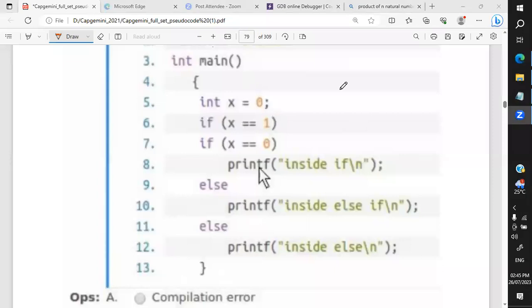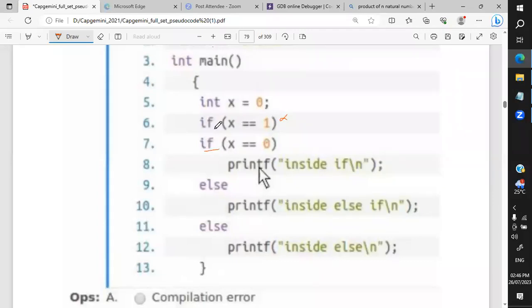Inside else. Okay. Everyone got inside else only. If anyone else is still doing it, make it fast. Inside else. Okay. I got the majority answers as inside else. Just see that. X equal to 0, x equal to 1. Is it true? False. As it is false, it will come to the else part of this.